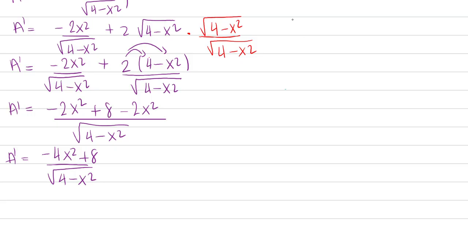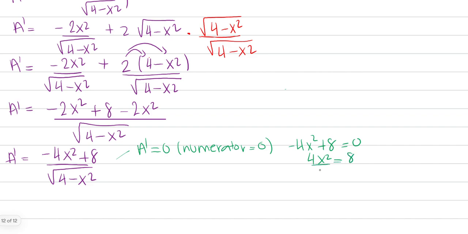For my critical points, since this is a fraction, the first thing I'm going to do is find when A prime is equal to 0, and that is always when my numerator is equal to 0, because this is a fraction. So I'm going to take negative 4x squared plus 8 equals 0. I get 4x squared equals 8. I'm going to divide by 4 here and here. I get x squared equals 2. So I have x equals positive or negative radical 2.